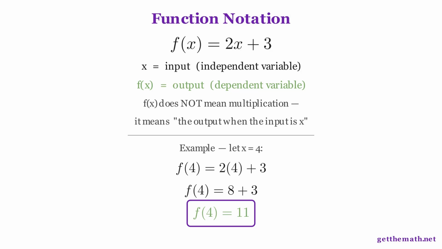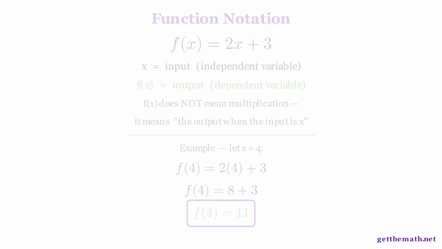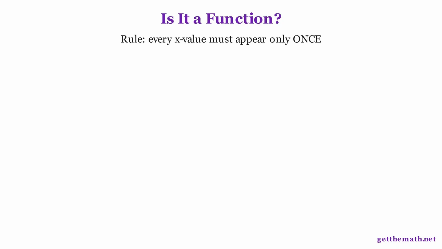Now here is the key question. How do you know if something is a function or not? The rule is simple. Every x value can only appear once. If any x value maps to two different outputs, it is not a function. Let us check 3 examples.